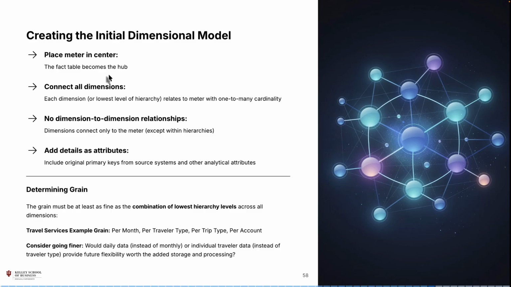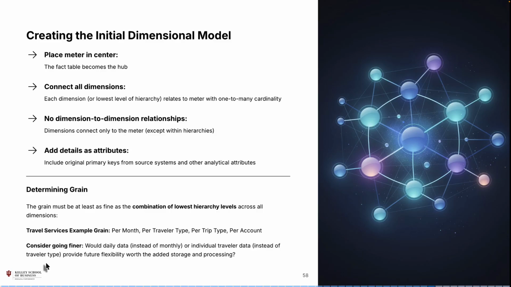Now let's move on to create the initial dimensional model. We first place the meter, which is a fact table, in the center, and we will connect all the dimensions to it. And now we need to determine the grain. The minimum grain must be at least as fine as a combination of the lowest hierarchy level across all the dimensions. For trip taken, the minimum required grain is per month, per traveler type, per trip type, per account.